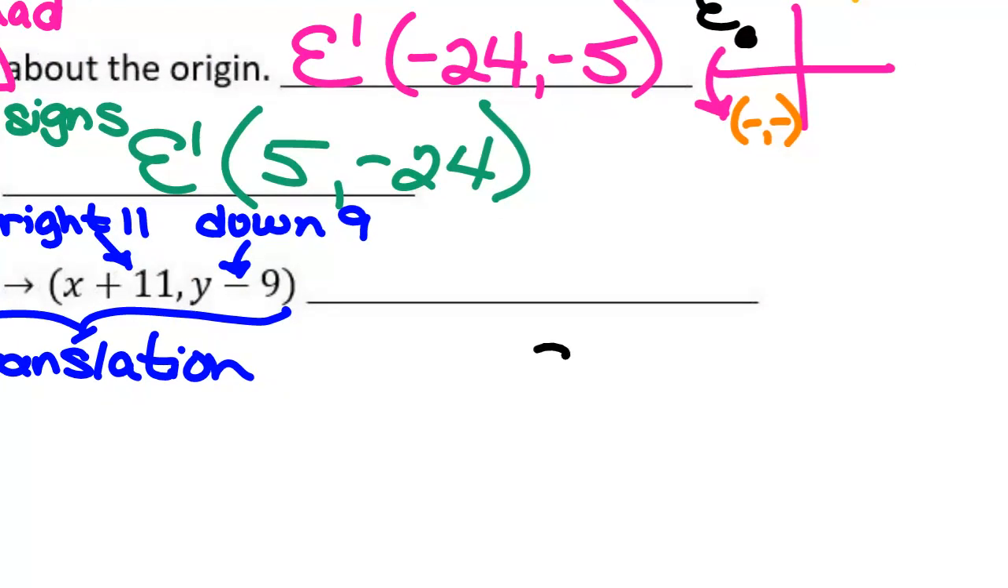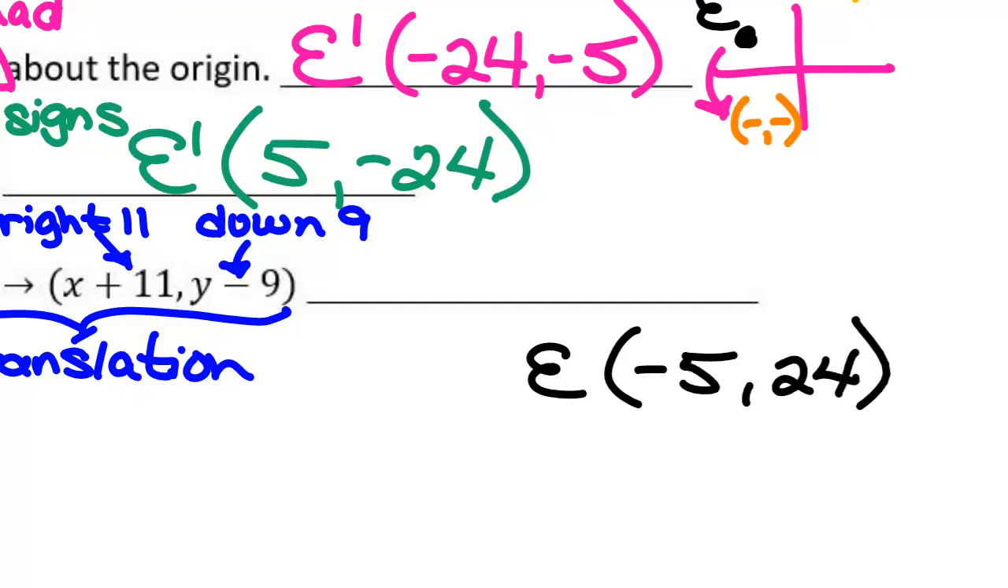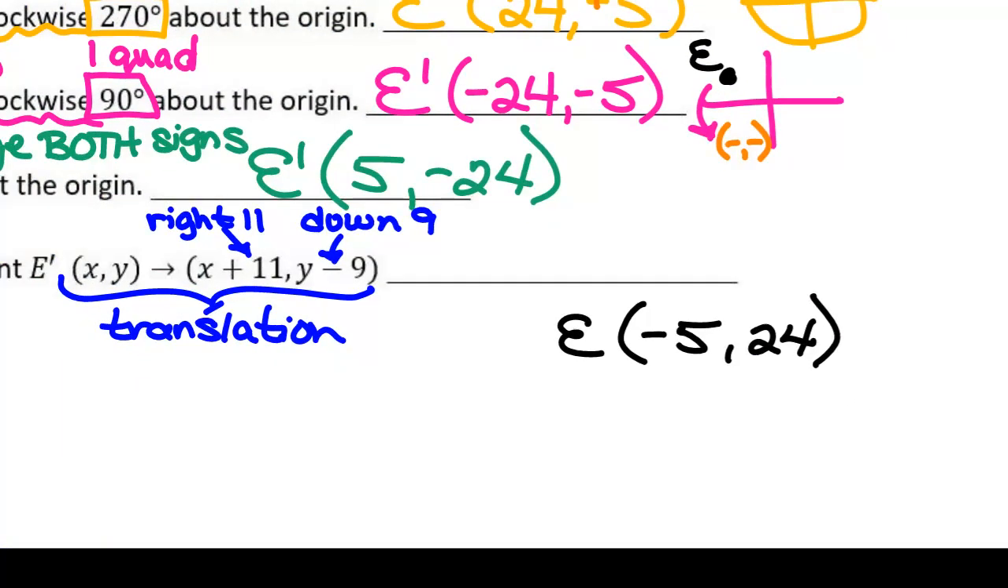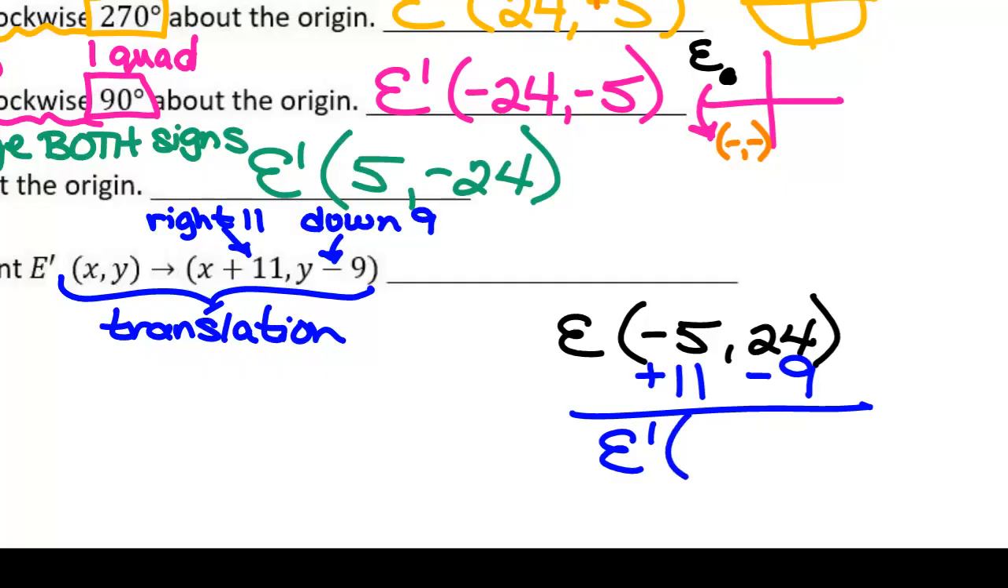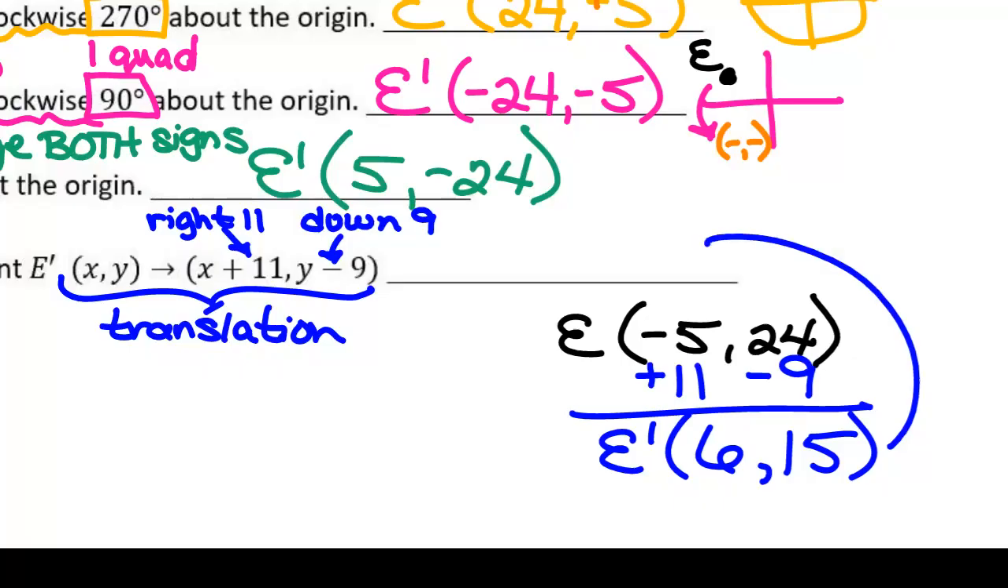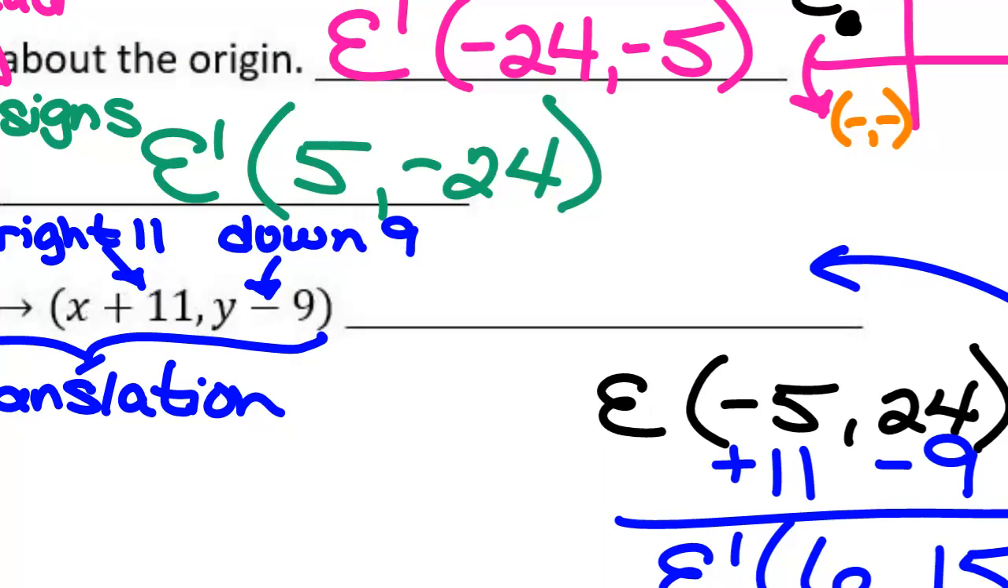So we take the point E, which is negative 5, 24. We're going to add 11 to the X, and we're going to subtract 9 from the Y. What is negative 5 plus 11? 6. And what is 24 minus 9? 15. So E prime becomes 6, 15.